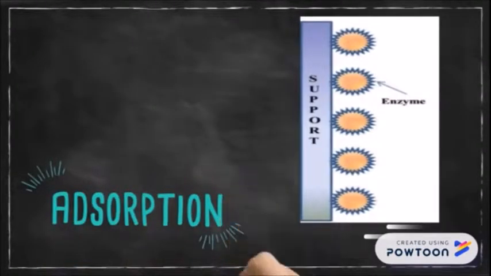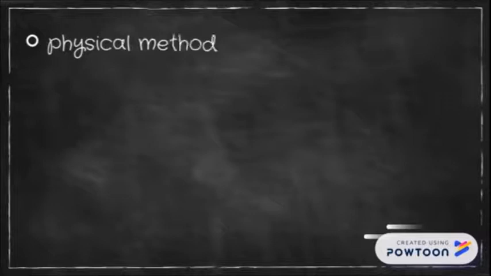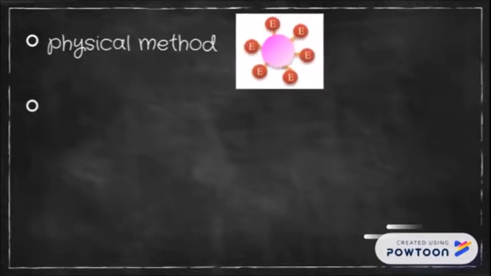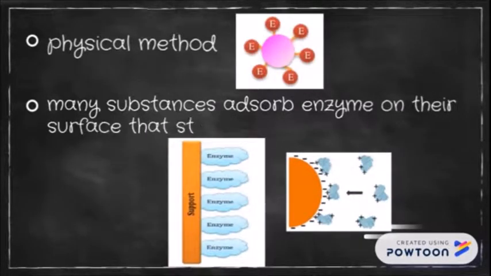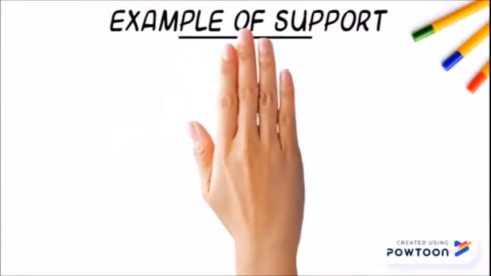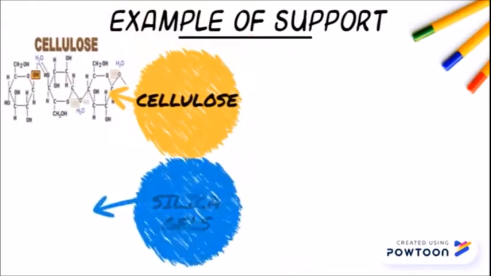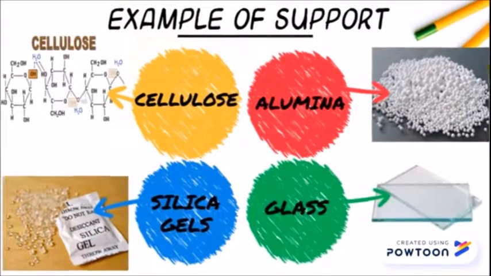The first method of immobilization is adsorption. Adsorption is the simplest physical method. Many substances adsorb enzymes on their surface, stabilized by weak bonds, such as hydrogen bonds and van der Waals forces. Examples of supports: cellulose, silica gels, alumina and glass.